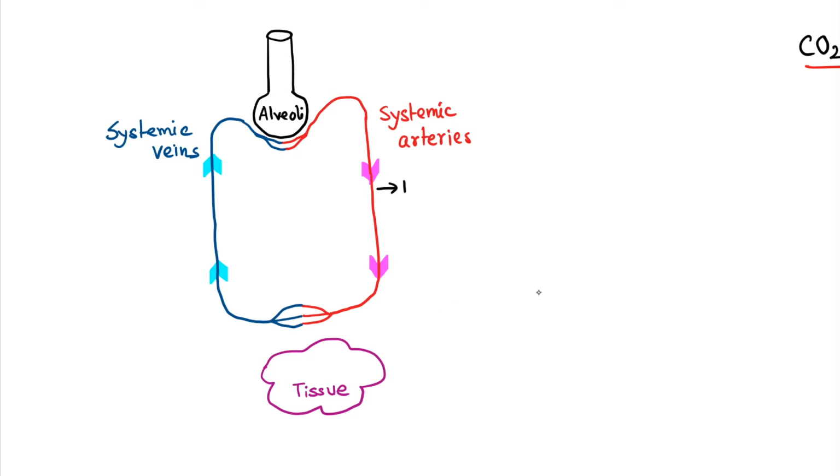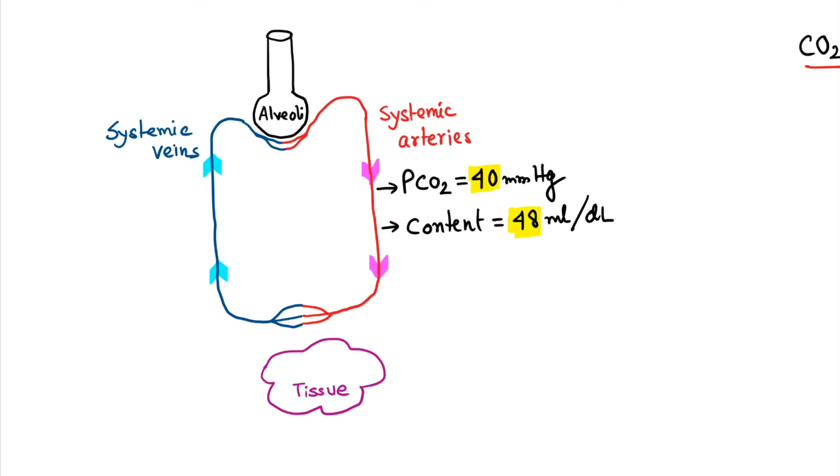The partial pressure of carbon dioxide in arterial blood is equal to 40 millimeter of mercury. With a pressure of 40 millimeter of mercury, the carbon dioxide content, remember, content means the amount of carbon dioxide, is 48 milliliter per 100 ml or deciliter of blood. So please don't confuse between these two numbers. The partial pressure is 40 and the content of carbon dioxide is 48 ml per 100 ml of arterial blood.